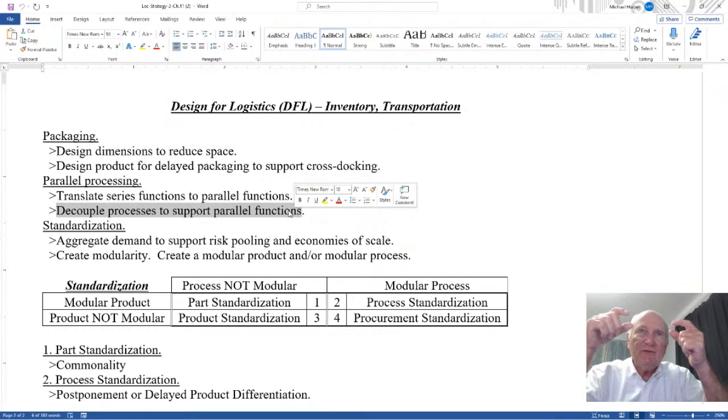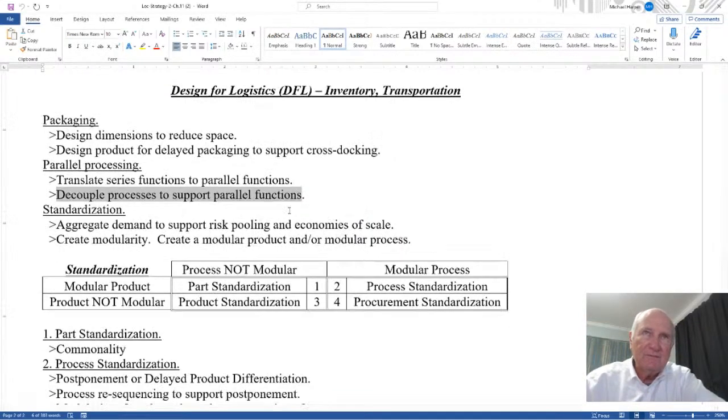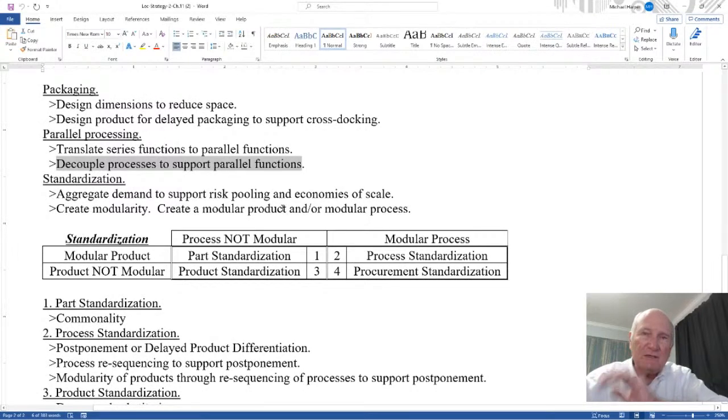So when you have it, two things can happen. One is speed. The other is quality control. Because you're separating it out, you have more visibility on the quality control of the processes. That gets into process design.